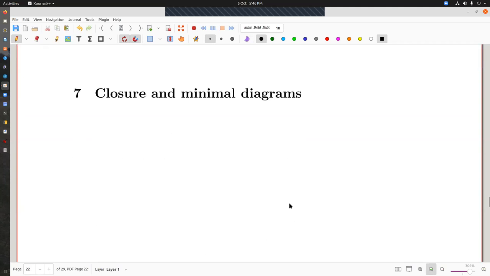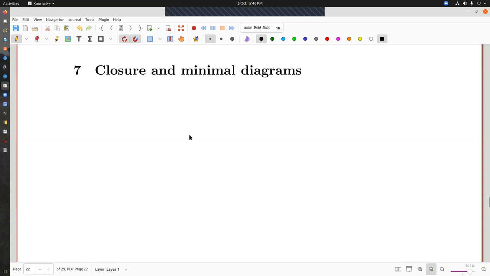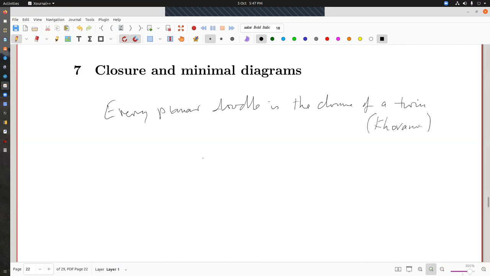Closure and minimal diagrams. Well, we know that every planar doodle is the closure of a twin. And I think that was first proved by Kovanov. But of course it's contained within our theorem on regular knot theories, and planar doodles are regular.